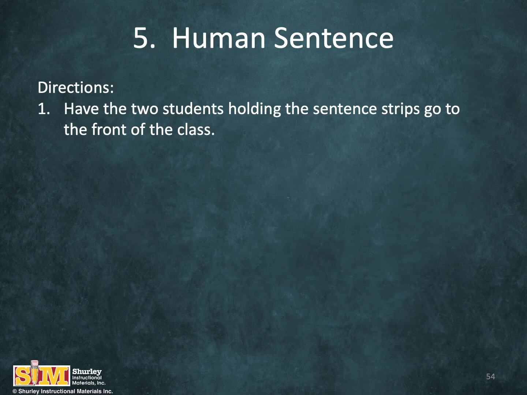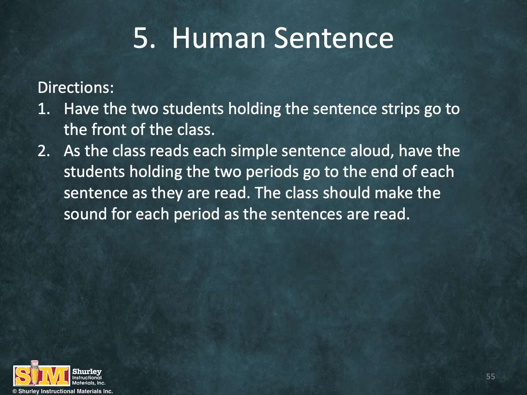The directions are: Number 1. Have the two students holding the sentence strips go to the front of the class. Number 2. As the class reads each simple sentence aloud, have the students holding the two periods go to the end of each sentence as they are read. The class should make the sound for each period as the sentences are read.